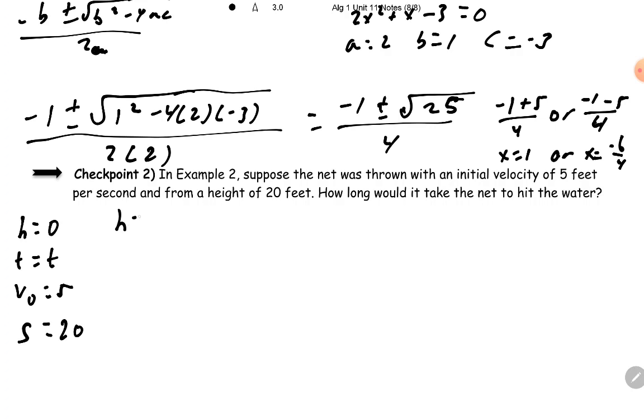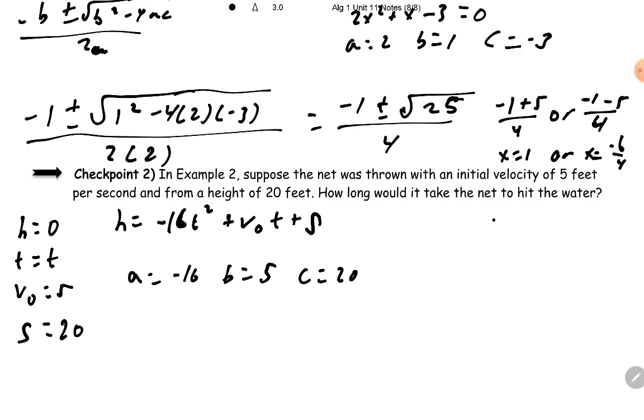So once again, this is probably a formula to memorize or write down. h after time t is equal to negative 16t squared plus v naught t, v naught being the initial velocity, plus the initial height. So a equals negative 16, b equals 5, and c equals 20, if I rewrite the equation.